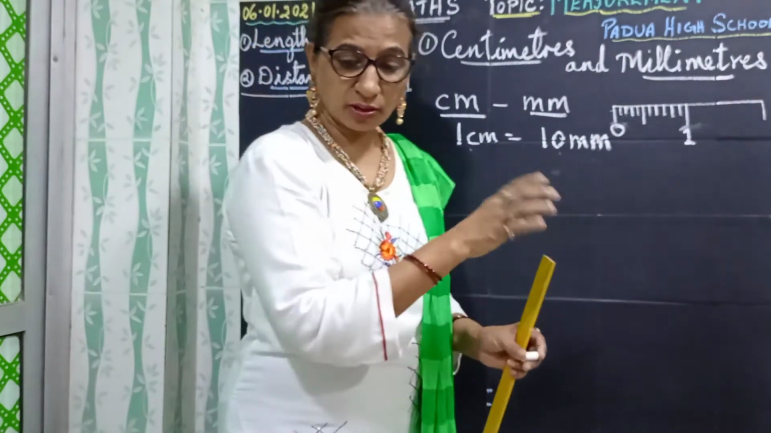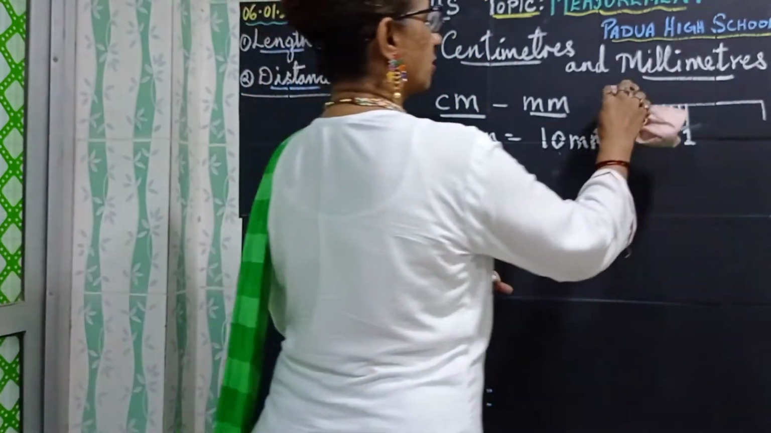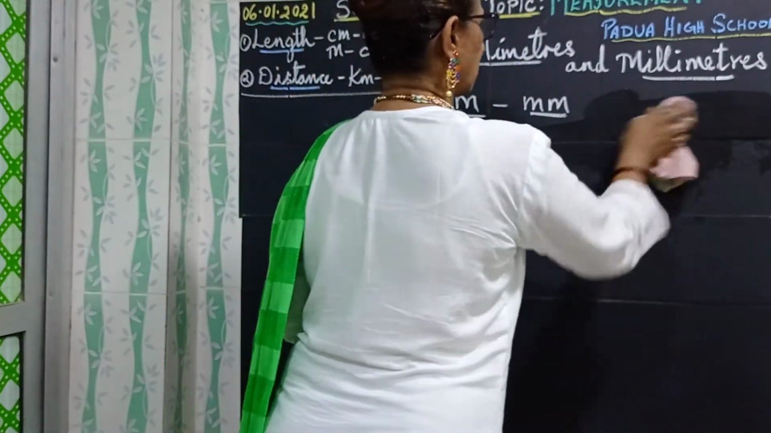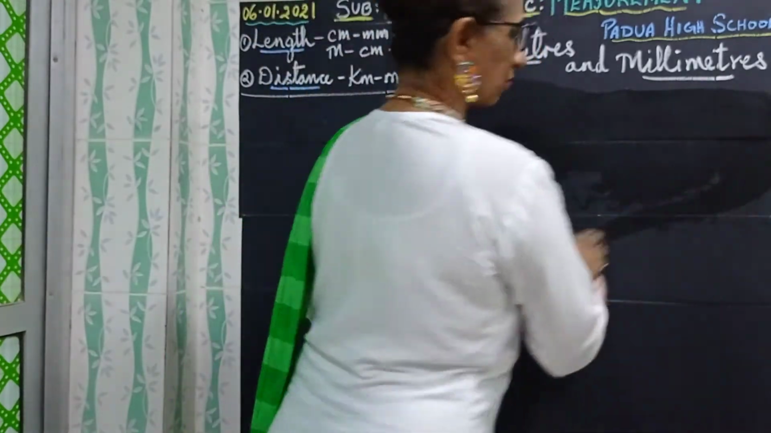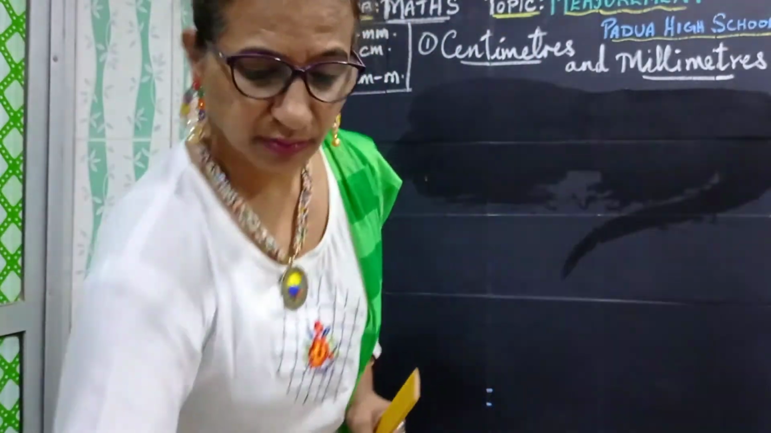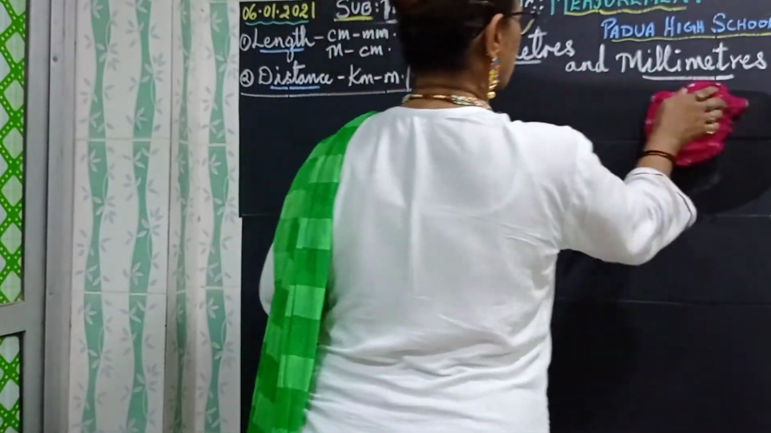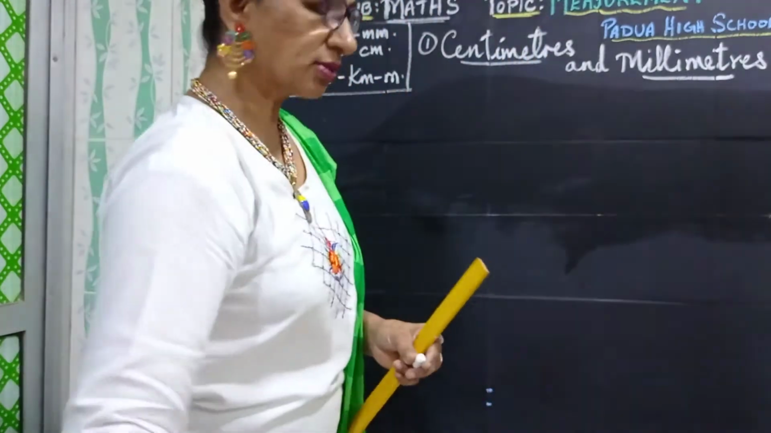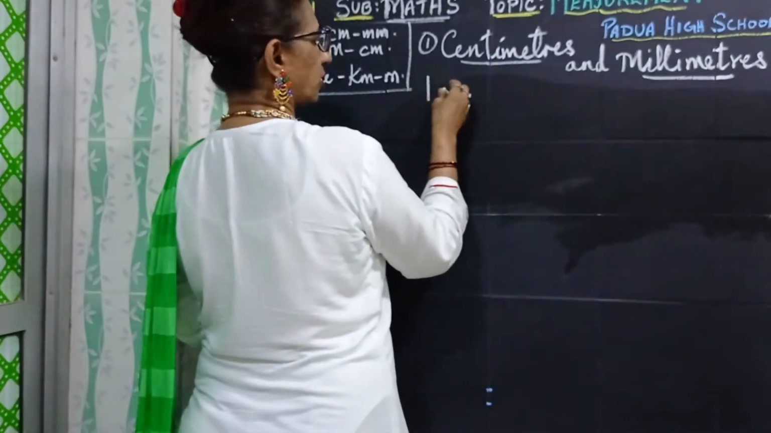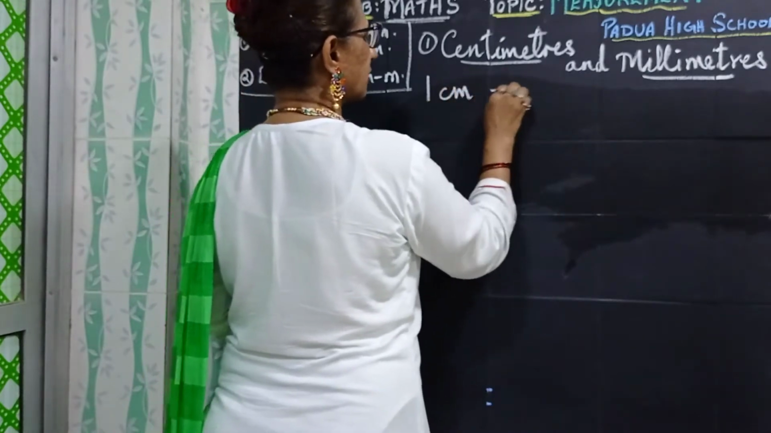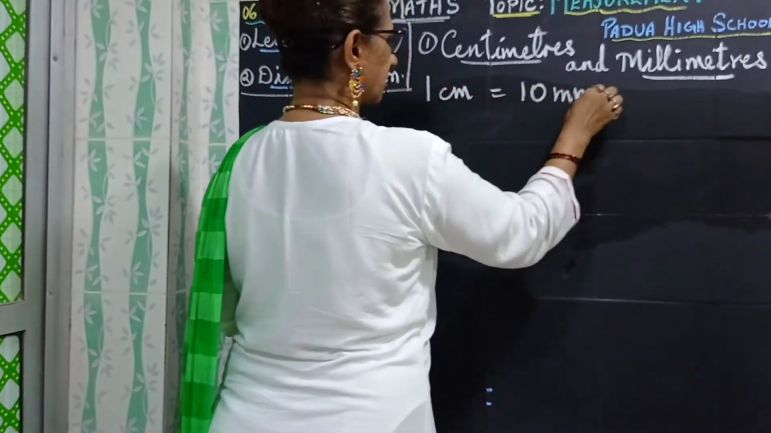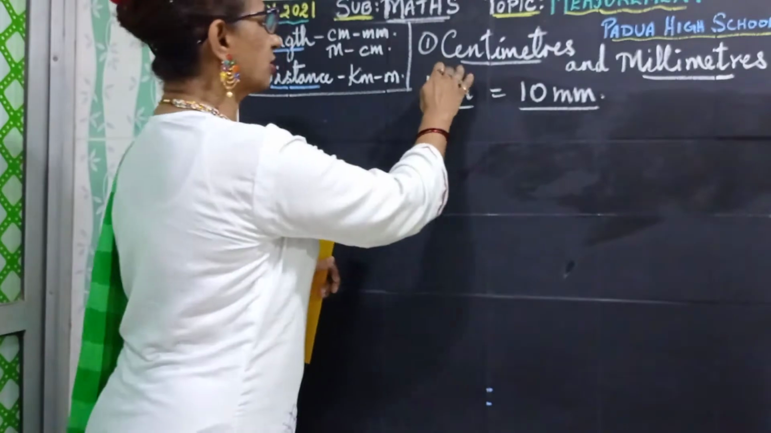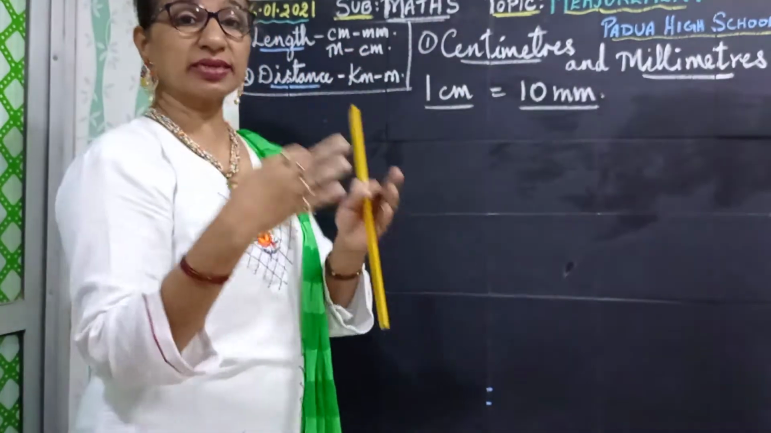Have you followed? So that is how it works. So we should know this, very important: 1 centimeter is equal to 10 millimeters. This is very important for conversion, you should know. Now after this we will take meters and centimeters.